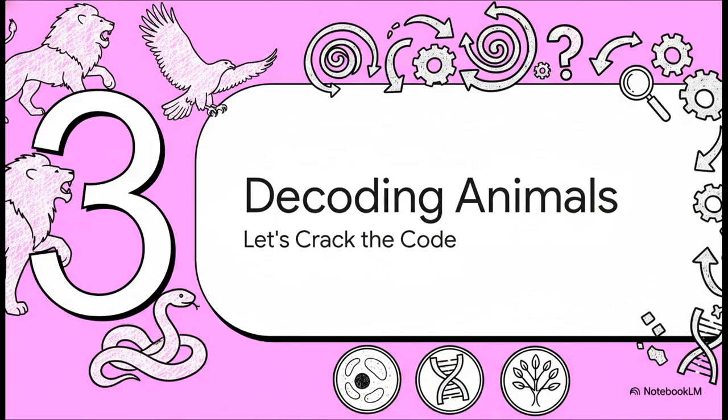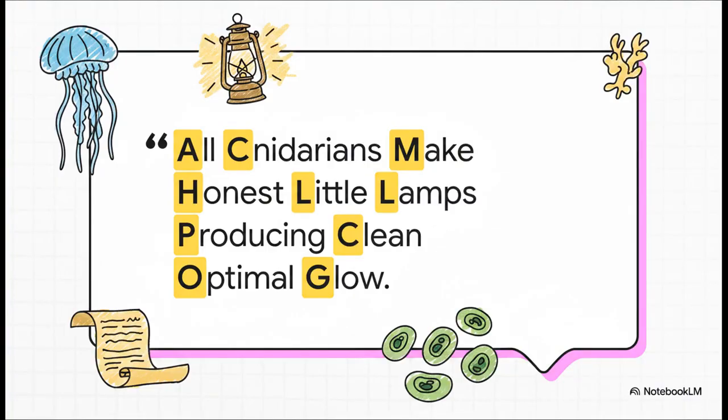All right, you ready to put this into action? Let's start by decoding 3 organisms from the animal kingdom that you are definitely going to see in your lab. Remember that crazy list for Obelia? Let's just simplify it. Forget all those subranks. Instead, just remember this one sentence for the main levels. All cnidarians make honest little lamps producing clean optimal glow. See? Each word gives you the first letter for the main ranks, and it's in the perfect order.